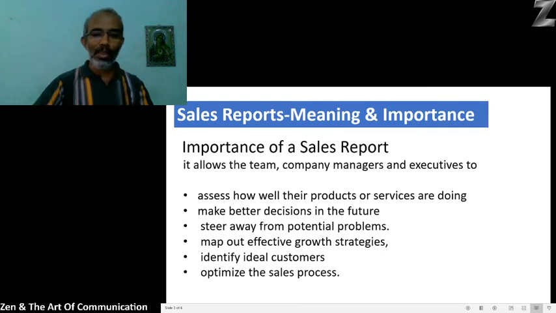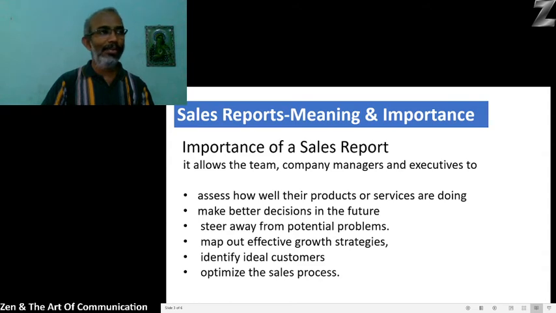The next is map out effective growth strategies. No company can survive if it remains in a particular place. Every company needs to grow and adapt in order to survive. Your sales data will throw out insights as to where growth will come from: which territory gives you maximum growth, which set of customers will provide you growth, which products will give you growth, which products hold potential, and which set of customers need nurturing so that they will grow up. So effective growth strategies can be mapped out. Which areas, which products, which customers hold growth potential can be identified and worked upon based on data you receive from your sales report.